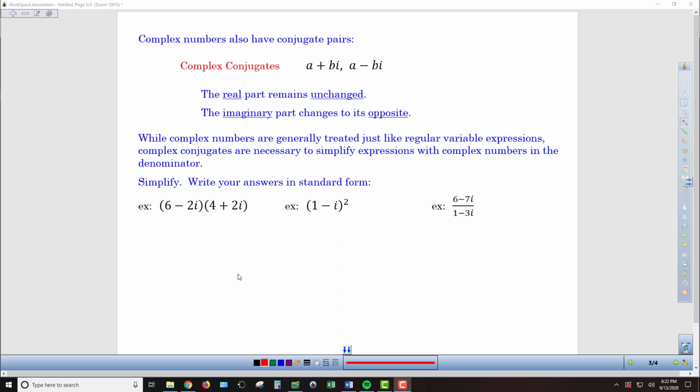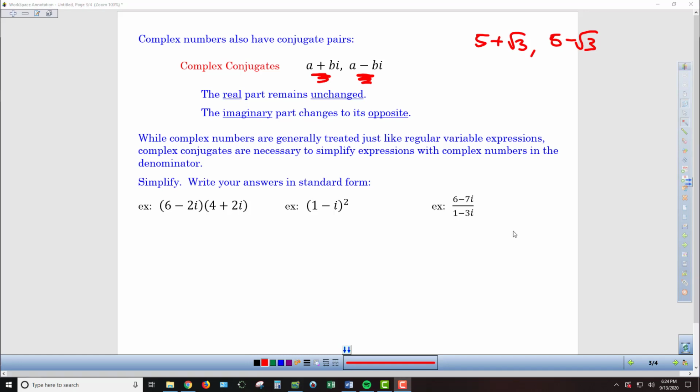Now, just like we saw with regular square roots, we had conjugate pairs, so like 5 plus root 3, its conjugate pair was 5 minus root 3, and this was useful for us when trying to rationalize a denominator, make the denominator not have a square root in it. Complex numbers also have conjugates. So if I have a plus bi, then its conjugate is going to be a minus bi. Or in other words, the real part is going to stay the same, it's going to be unchanged, the imaginary part will just change to its opposite.